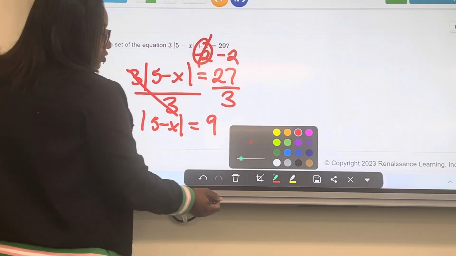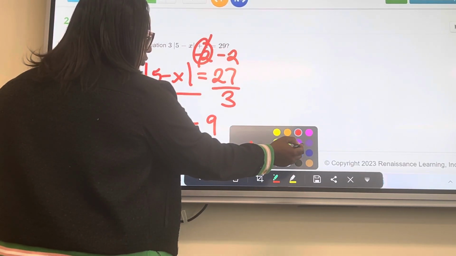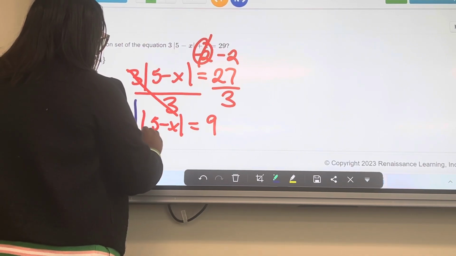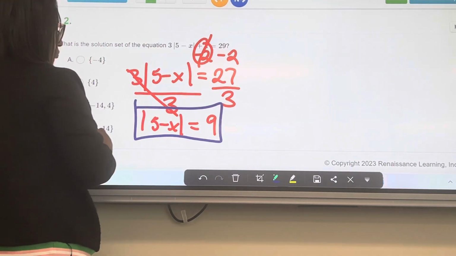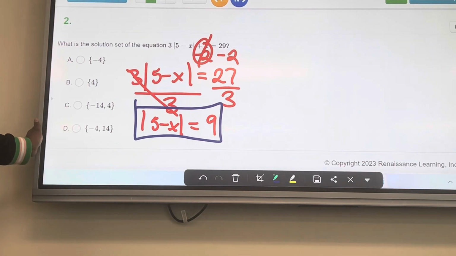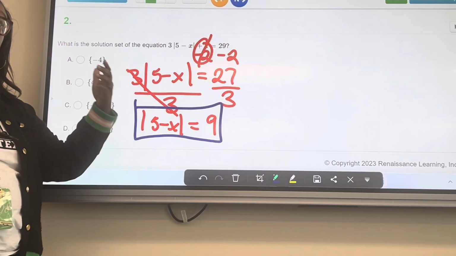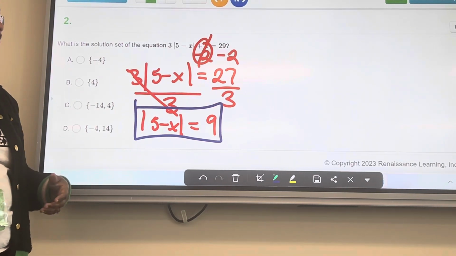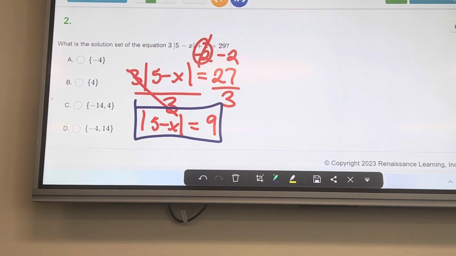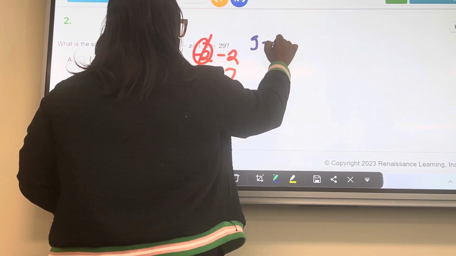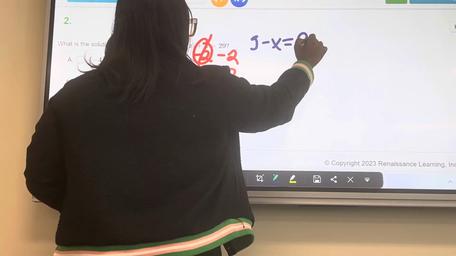All right, so I'm going to switch colors real quick so I can move on. I'm going to switch to blue. This now becomes my problem. The absolute value of 5 minus x equals 9. So I'm going to set up 2 cases. All right, I want to get rid of these absolute value bars, so that's why we set up 2 situations or two cases. So my first case is going to be 5 minus x equals positive 9.